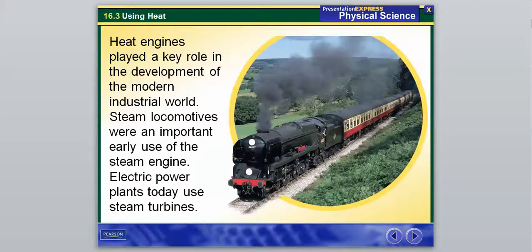So heat engines, which we introduced in our last section, played a key role in the development of the modern industrial world. An example is a steam locomotive. They were an important early use of the steam engine, and electric power plants today use what are called steam turbines. So the steam engine powered our early trains, and some of the same concepts are still in use when we use steam turbines in a lot of our electric power plants.